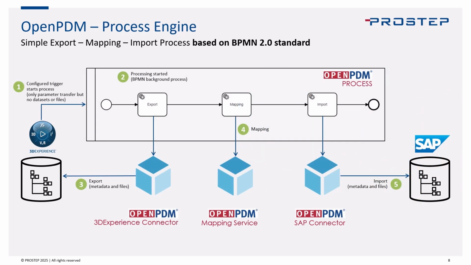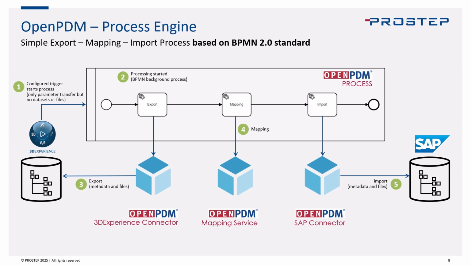The OpenPDM process engine enables either simple or very complex workflows, depending on your needs, to synchronize data between two or more systems. In this example, we've got 3D Experience on the left and SAP on the right. It works by triggering. Maybe in 3D Experience, a release of engineering or manufacturing data has an automatic trigger to create the process in the process server. So the trigger is step 1, and step 2 is the BPMN background process being created.